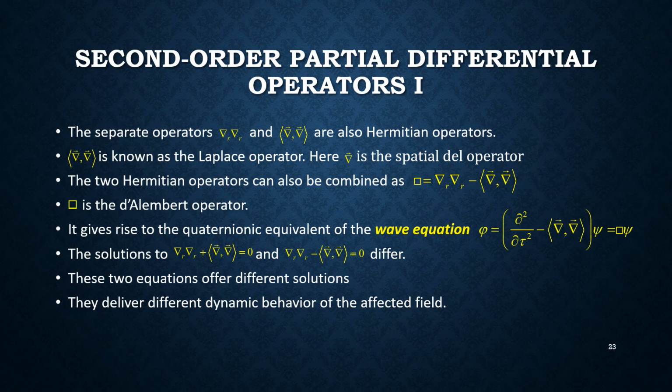The separate operators delta r times delta r and the inner product of two spatial deltas are also Hermitian operators. The inner product of two spatial deltas is known as the Laplace operator. Here the symbol represents the spatial del operator. The two Hermitian operators can also be combined in one formula. This is the D'Alembert operator. It gives rise to the quaternionic equivalent of the wave equation. The solutions to the two homogeneous equations differ. These two equations offer different solutions. They deliver different dynamic behavior of the affected field.